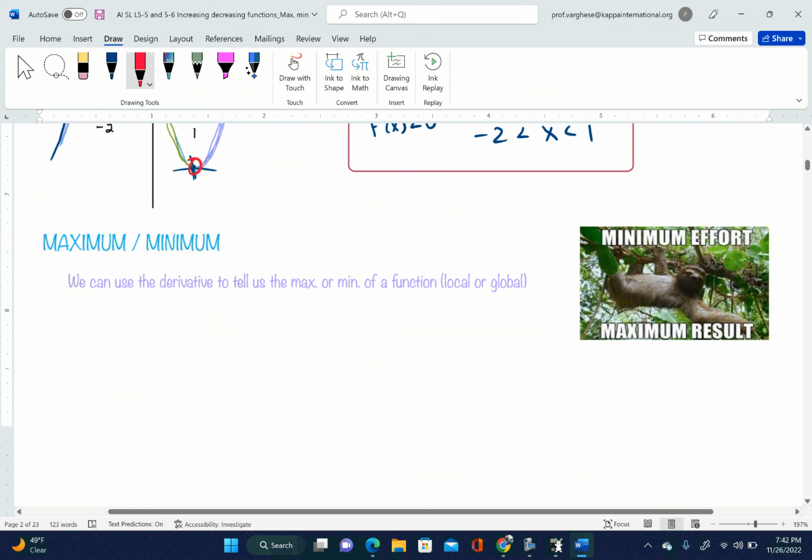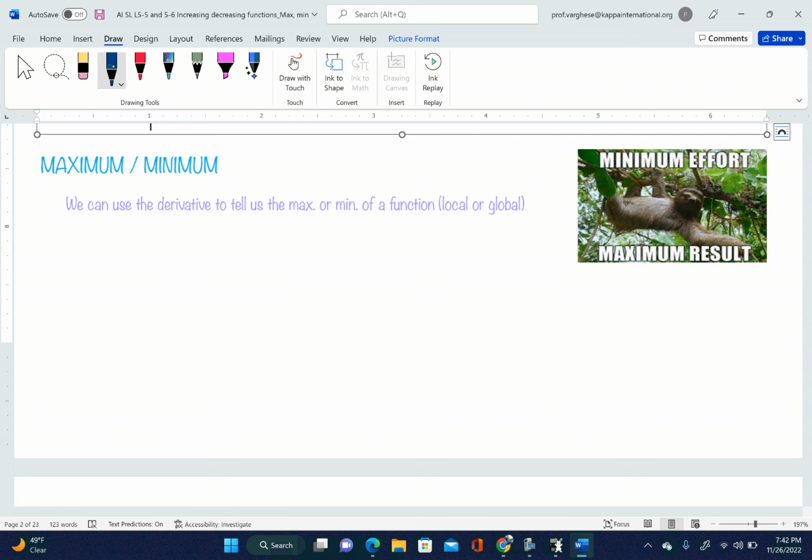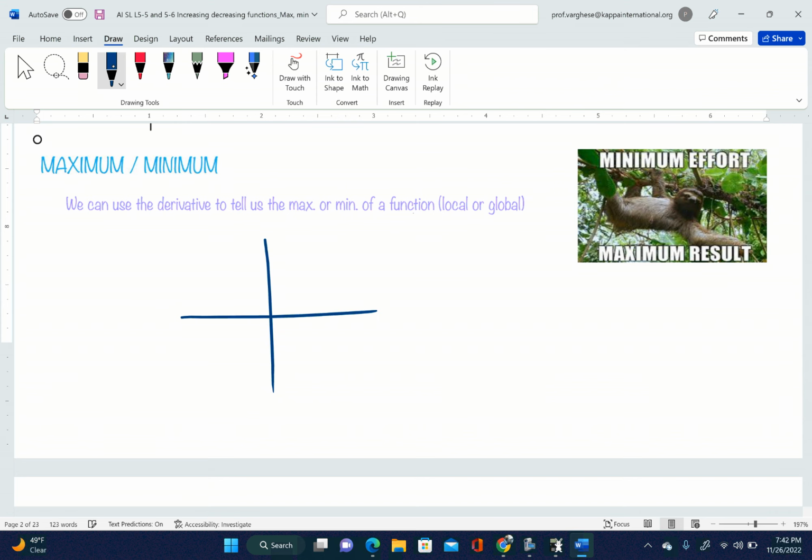Okay. So we can use the derivative to tell us the maximum or min of a function, whether it's local or global. Want to refresh your memory about what that means. So if I have, I'm going to go ahead and just do this right here. Okay. So I can tell over here this point is a local max, right? This is a local max point because in this range, this is a maximum. This point right here is a local min.